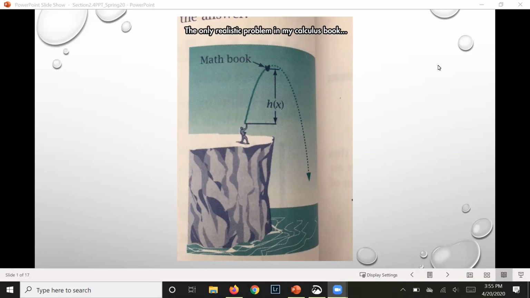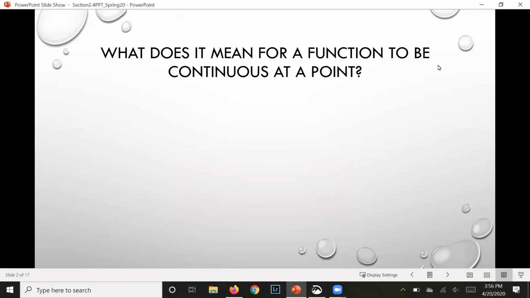Today we are moving on, getting even further into this limit stuff, and now we start to look at a concept or a property of functions that limits will help us to define. The first thing I want us to think about, before I give you this definition, is: what does it mean for a function to be continuous at a point?